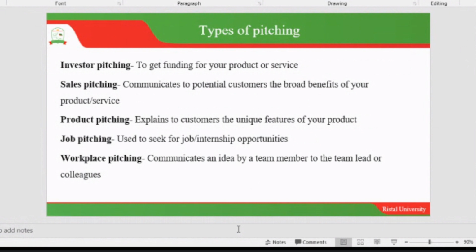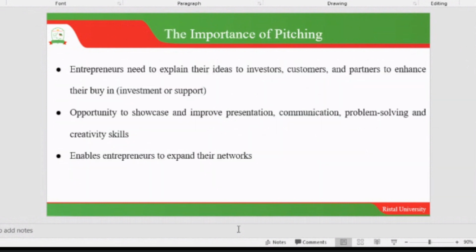Those things. Then we have job pitching, where you want to seek a job or internship opportunity. And then workplace pitching is where a member of a team in a workplace might hatch an idea and want to communicate it to either the team leader or his fellow members or the colleagues at the workplace.